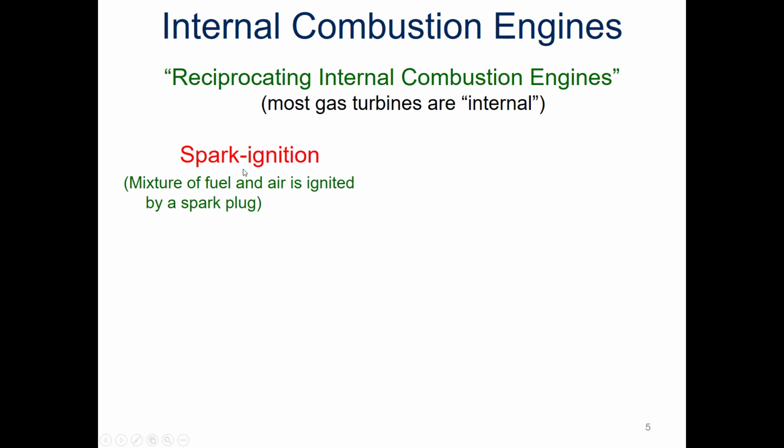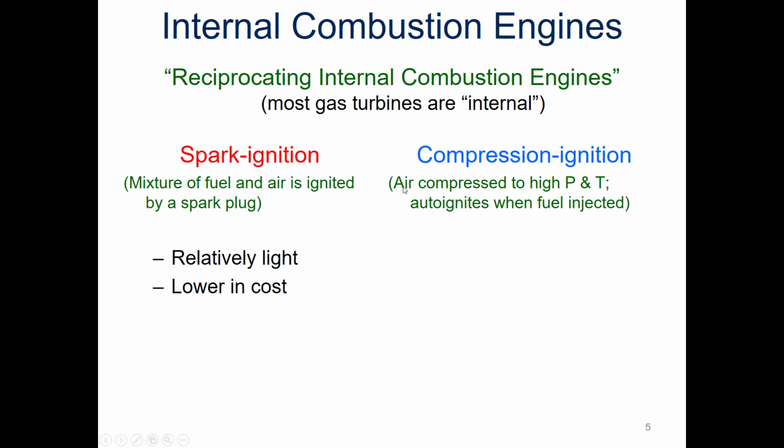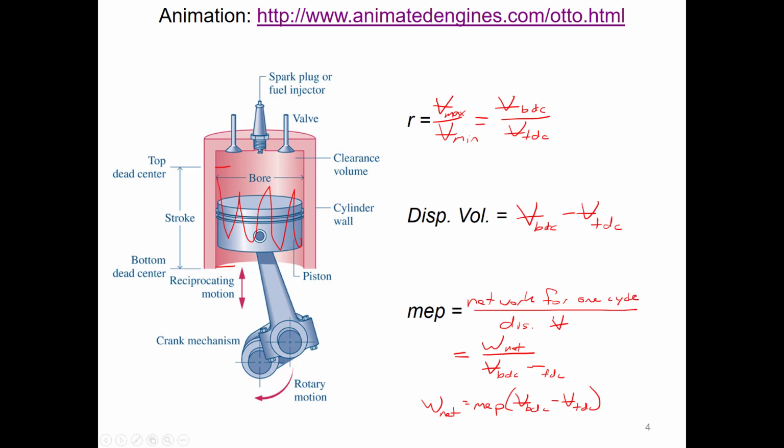Specifically, what we looked at so far is spark ignition. It's a mixture of fuel and air, already pre-mixed, and that is ignited by a spark plug. This is relatively light, so you can see the value in having a lighter engine, and it's lower in cost. For compression ignition engines, we compress air to a very high pressure and temperature, and then it auto-ignites when we inject fuel into it. So if we go back here, this is a spark plug or a fuel injector. You can follow the 4-stroke process if you go back to the video itself up here, which I'll put a link to in the description.